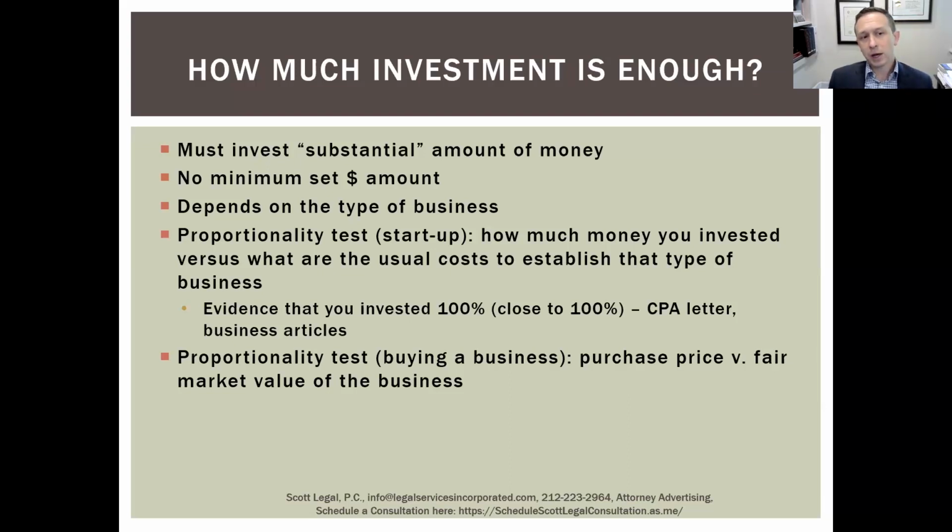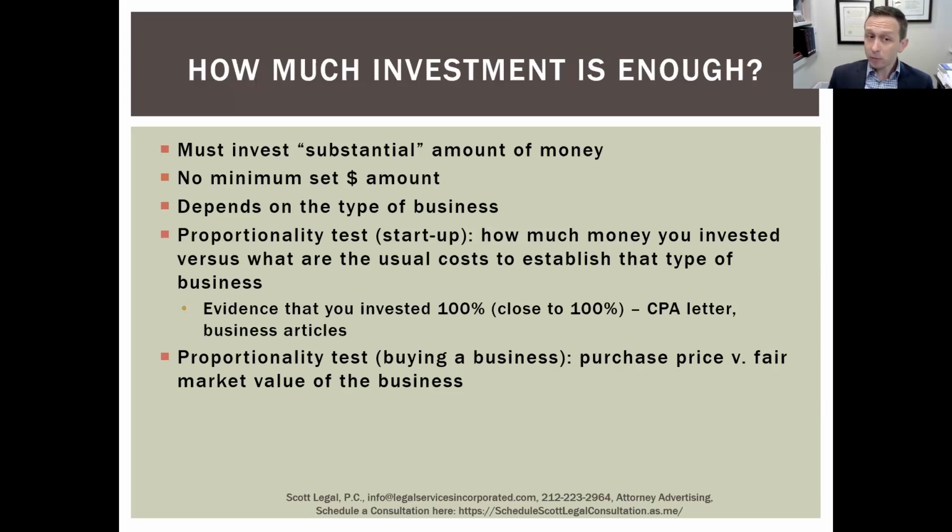So let's talk quickly about what the proportionality test is. This is something the government talks about. Basically what it means, it's a sliding scale. And if the type of business requires relatively little money to get started, the government wants to see that all of that money has been spent. So for example, if a service-oriented business costs, say, $100,000, the government wants to see that all of that $100,000 has been spent. In contrast to a more expensive type of business, say manufacturing.